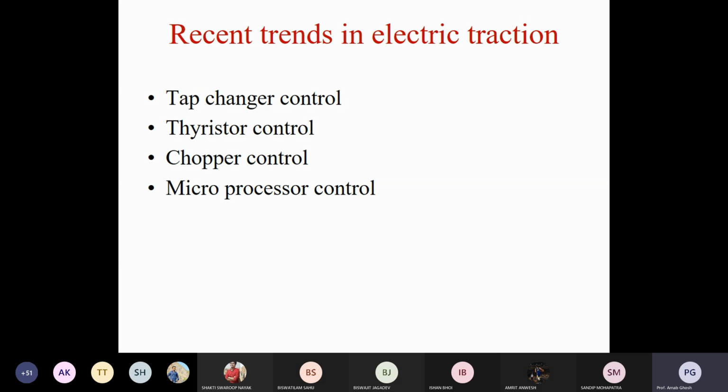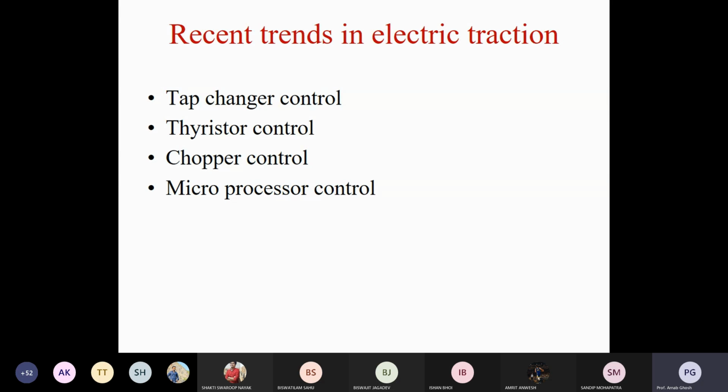You need to feed the voltage to the traction motor through a power conversion stage, means through a power electronics converter. If you change the gate pulse of the power electronics converter, the output voltage of the converter changes, and that may be the input of the traction motor. So that is one tap changer method. You can change the tap, so definitely the direct voltage changes.